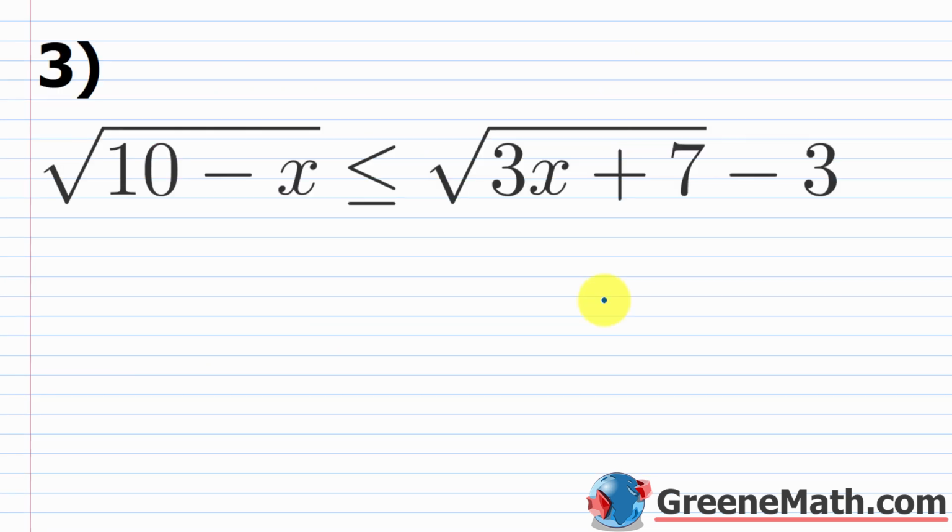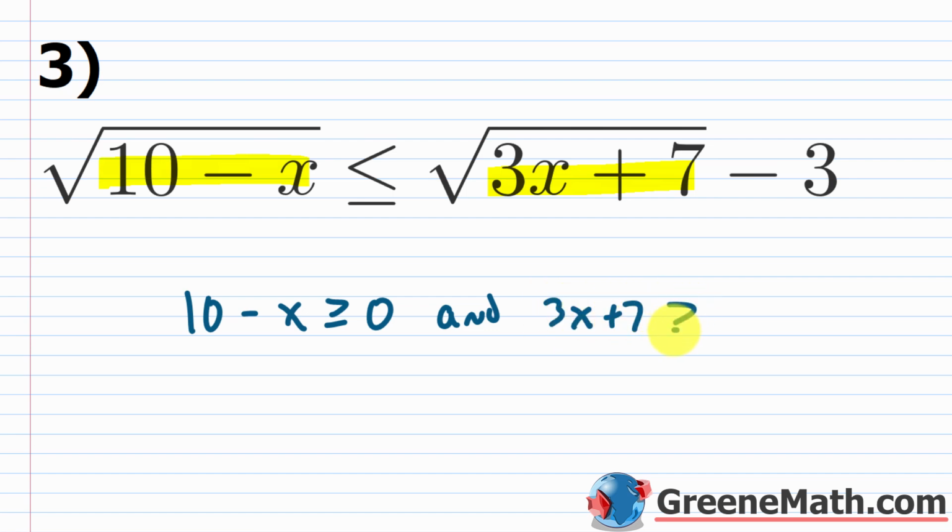All right, let's take a look at problem number 3 now. So we have the square root of 10 minus x, and this is less than or equal to the square root of 3x plus 7, and then minus 3. So the first thing I'm going to do is find my domain. I'm just going to take this radicand here, which is 10 minus x, and I'll say that that is greater than or equal to 0. Then I'm going to use my keyword and. I'm going to take this radicand here, which is 3x plus 7. So 3x plus 7, and again, it has to be greater than or equal to 0.